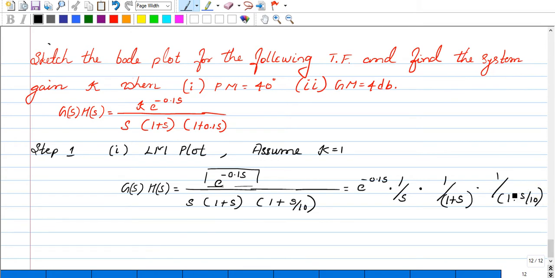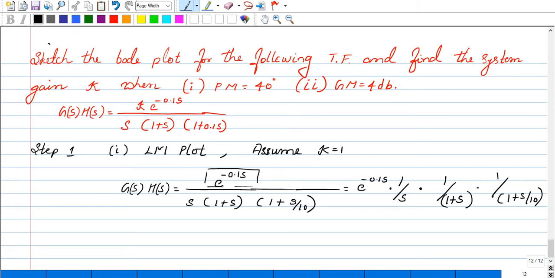You may wonder why I am writing in this form. While considering the particular factor in the tabular column, one advantage is you will not be confused whether it is in the numerator or in the denominator. By writing separately, it is very clear that it is in the form of 1 by s, or in the form of 1 by 1 plus ts, so that you can consider the slope minus 20, minus 40 in that way. Or else if it is in the numerator, it will be plus 20 dB per decade, or plus 40 dB per decade. Okay, so by writing in this way you will have clarity.